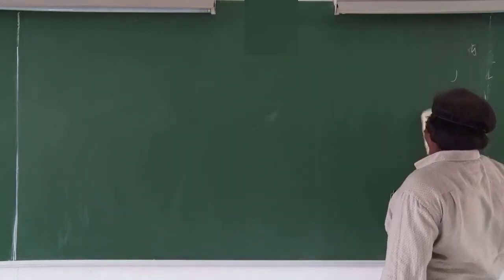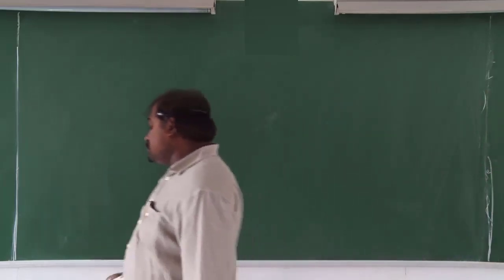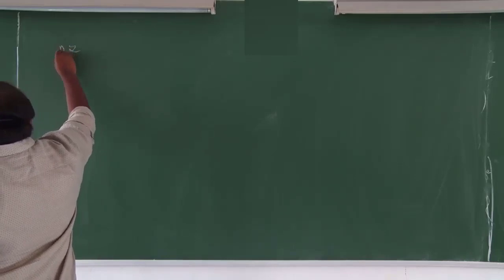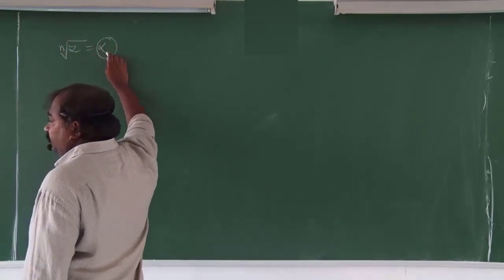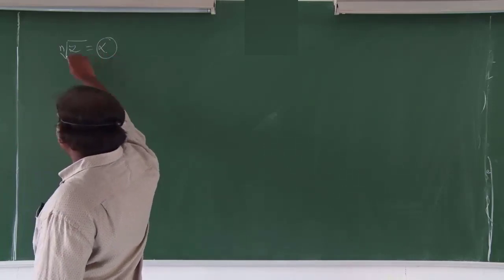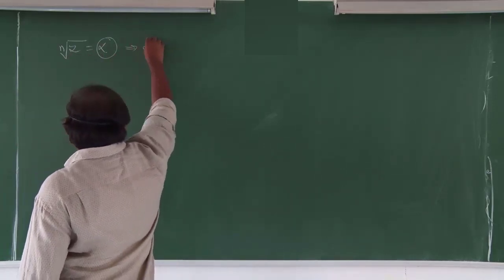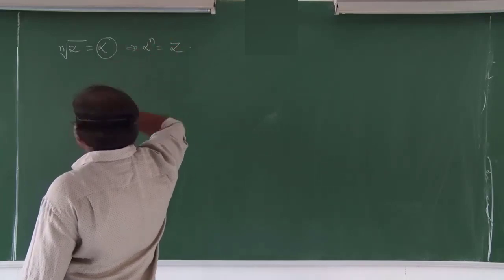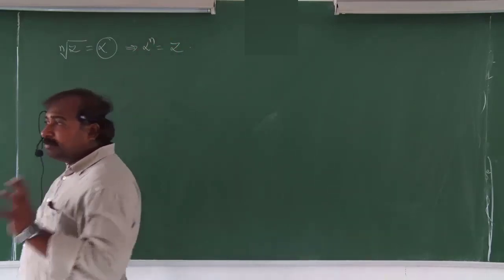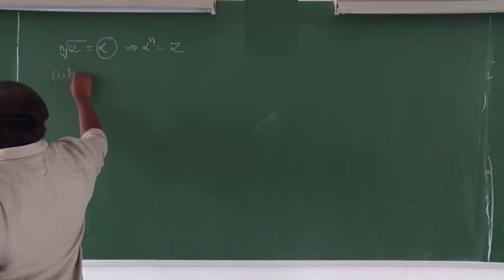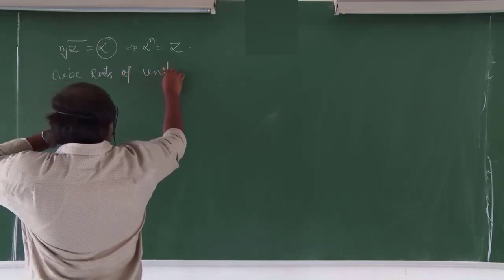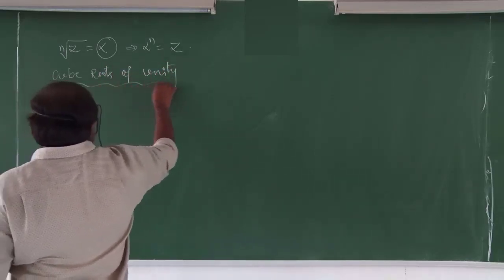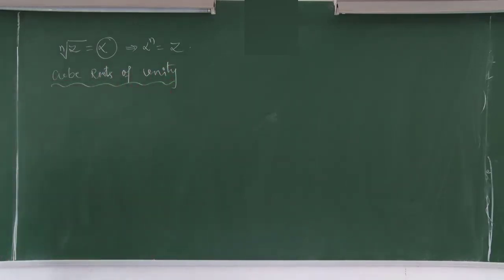The nth root of a complex number or nth root of unity, what is the definition? Simple. If z is a complex number, then the nth root of z is equal to alpha, where alpha is a complex number. Alpha is the nth root of z means alpha power n is equal to z. Now here I am discussing the cube roots of unity. A very, very important concept. How can you find the cube roots of unity? This is one important point.